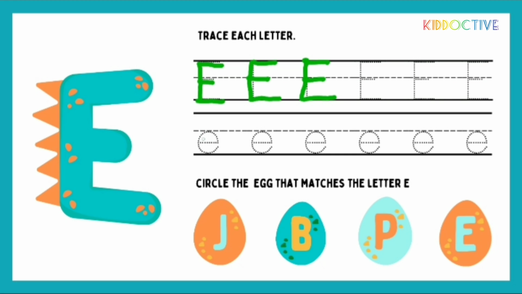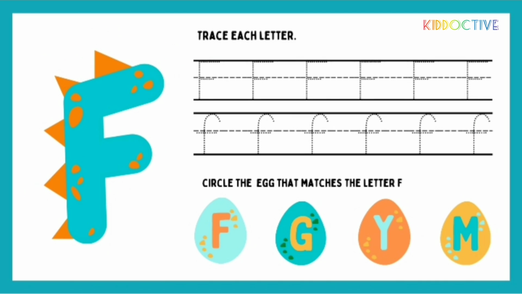Okay. Now comes small letter E. Do you like the worksheet? You are going to practice it at your home. Okay? Now comes circle the egg that matches the letter E. Which letter looks like letter E? The first one is J, second one is B, third one is P, and the fourth one is E. Very good.